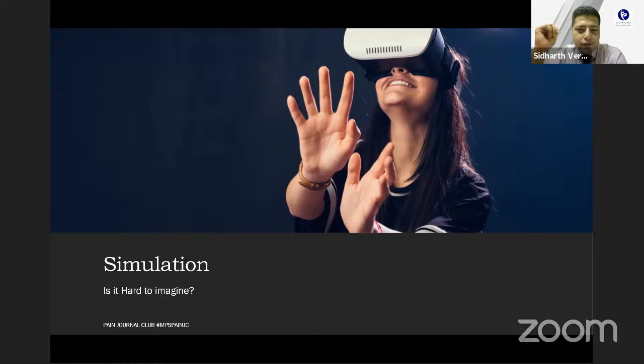You have a lot of examples in your real life. For example, this picture shows somebody who has put on a VR set and is playing something or trying to touch something. It is not very hard to imagine if you just start to imagine, and somebody monitors you and tries to teach you. It's not very difficult, and most of us can actually do it very well.